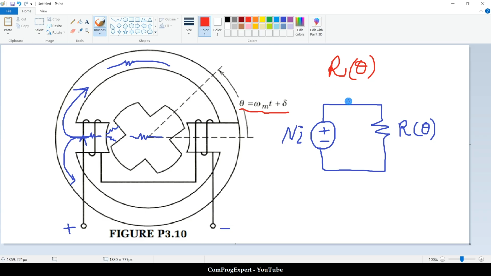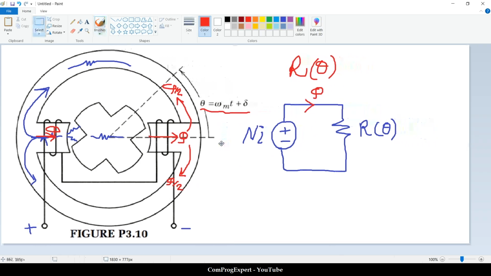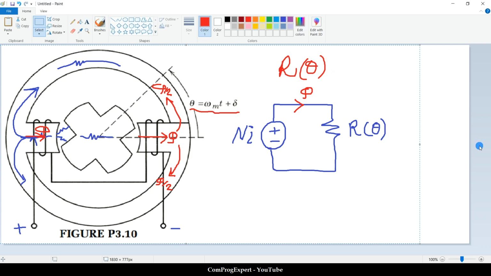So we will have this flux here in the stator poles, this flux and this flux here, phi. Also, if we have symmetry, half of the flux goes through here, phi divided by 2. The other half goes through here, phi divided by 2. But phi is the flux passing through one stator pole.